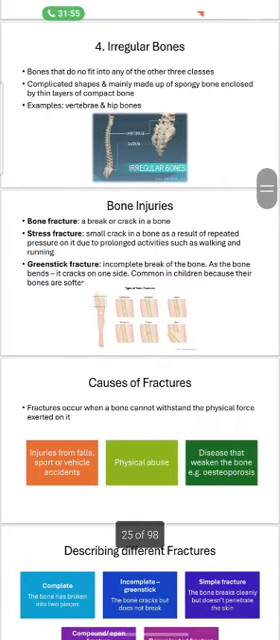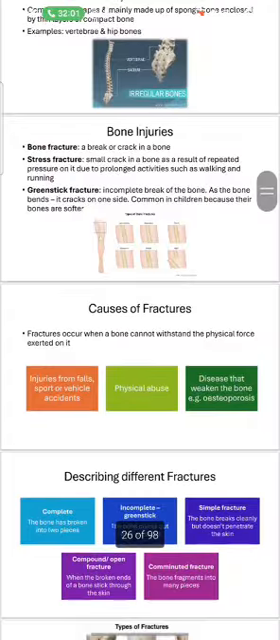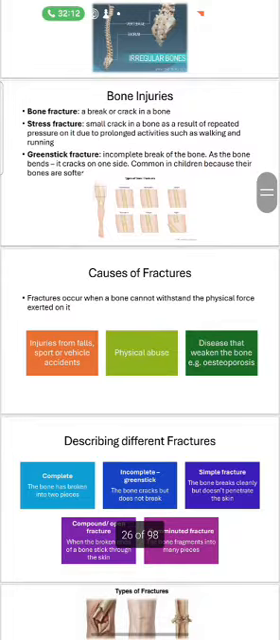Bone injuries. There are three types of bone injuries. A bone fracture is a break or crack in a bone. Then a stress fracture is a small crack in a bone as a result of repeated pressure on it due to prolonged activity such as walking and running. And then a greenstick fracture is an incomplete break of the bone. As the bone bends, it cracks on one side, commonly in children because their bones are softer.